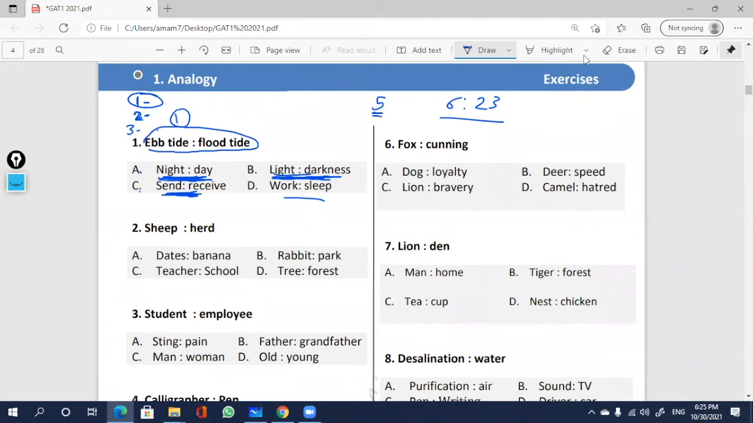How about Abdulaziz, can you answer this one? Which one? Number one. I didn't answer it. Okay, who can answer this one? Raise your hand.